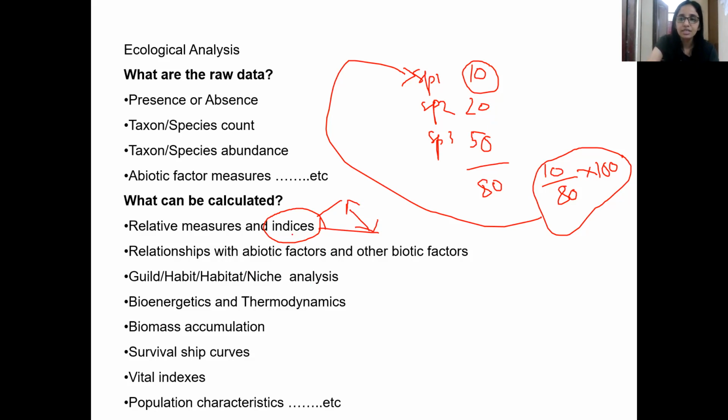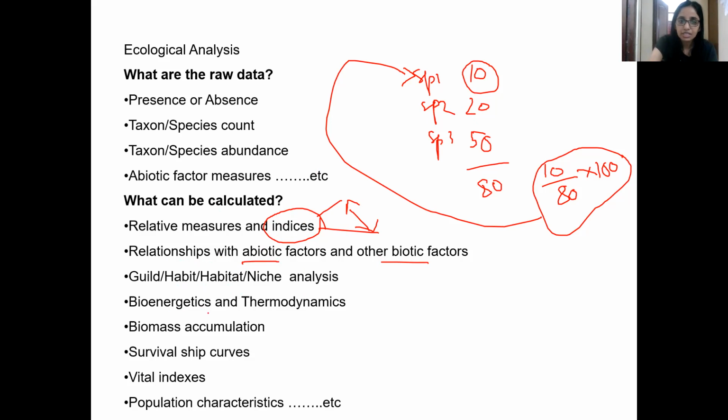An index is basically a numerical number which gives you some idea: this is the diversity there, this is the evenness there, this is the dominance here. It just gives you some idea, and you can corroborate that by further studying your raw data. In addition to that, there is a lot more to ecological analysis. You will be able to understand the relationship of a particular taxon with various abiotic factors, and you may be able to do analysis about the guild, habitat, habit, and niche of different species or a single species.